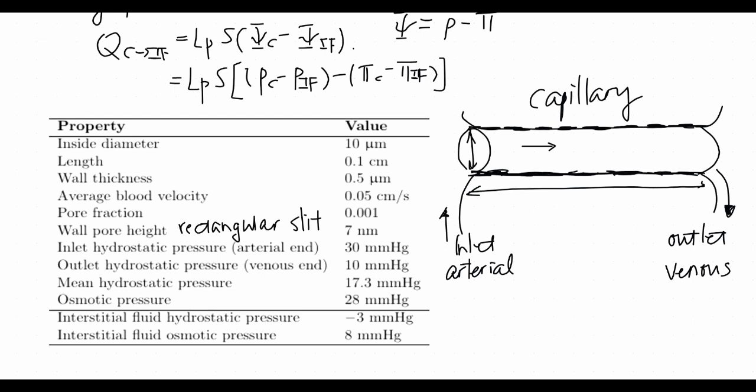So if you ask what's the mean hydrostatic pressure as a whole, then it gives you a number, 17.3 millimeter mercury. And for osmotic pressure, we assume it's uniform, so there is no inlet-outlet difference. So this is inside the capillary. Maybe let me put "capillary" inside of the capillary so that we don't confuse it with interstitial space. So this is capillary.